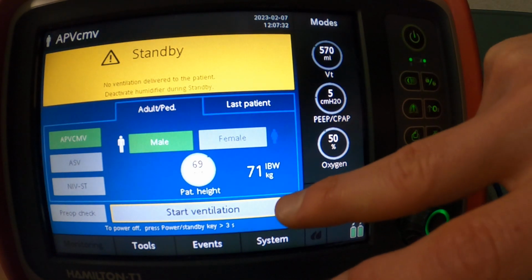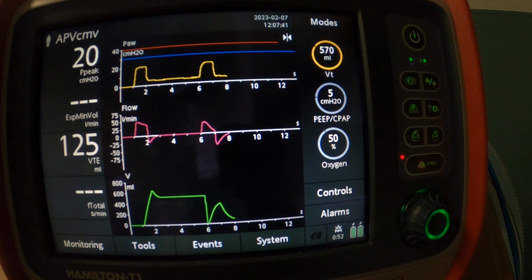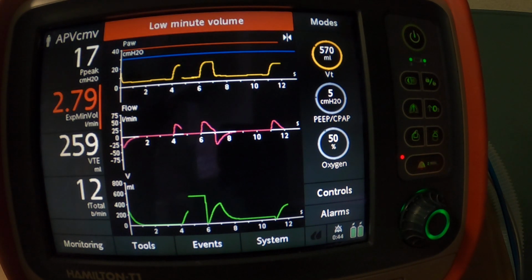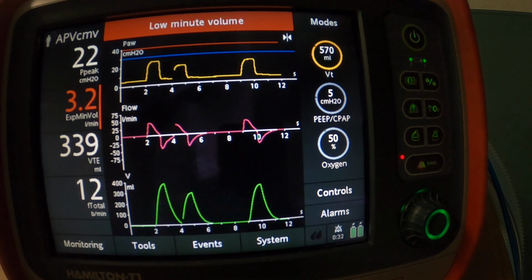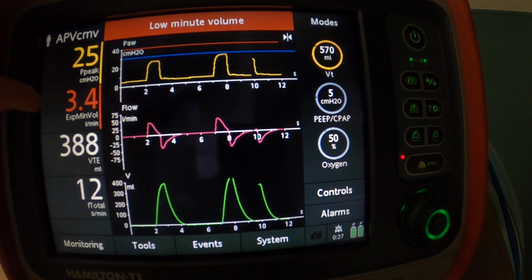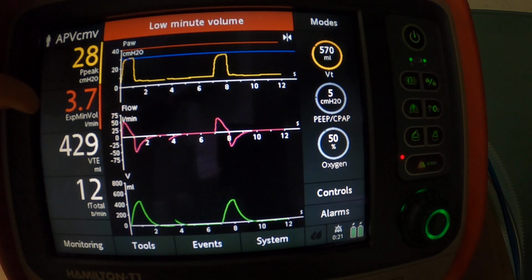If you were just to start ventilation on a patient with restrictive lungs at the standard setup mode of the adaptive mode, APV CMV, it's going to give you a lot of problems to start. First, it's going to set a respiratory rate that is extremely low. Couple that with a patient whose lungs are very stiff, we're going to pressure limit very quickly, and we're not going to achieve our goal minute volume of a 70 kilogram patient of around 7 liters per minute.